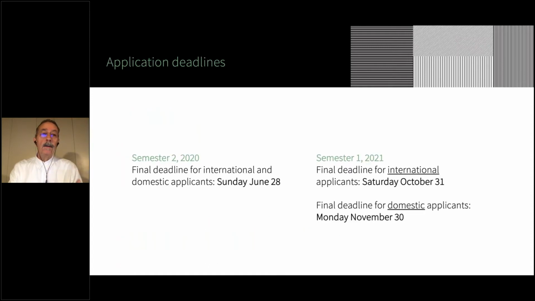And these are the deadlines. So this is the final deadline for semester 2, 2020 coming up. It is Sunday, the 28th of June. And for semester 1, 2021, for international students, there's the date in October, and for domestic applicants, at the end of November.